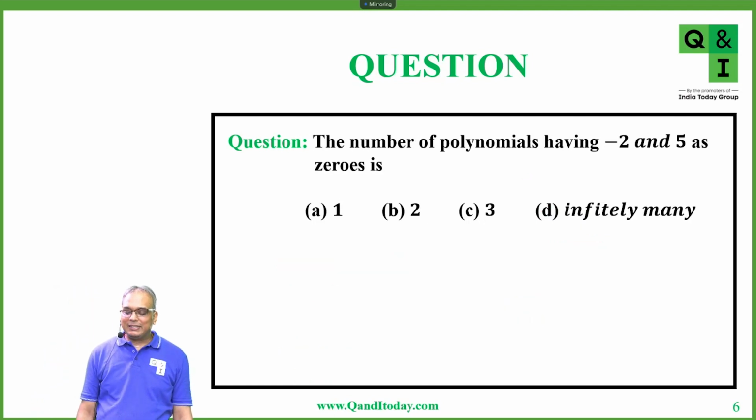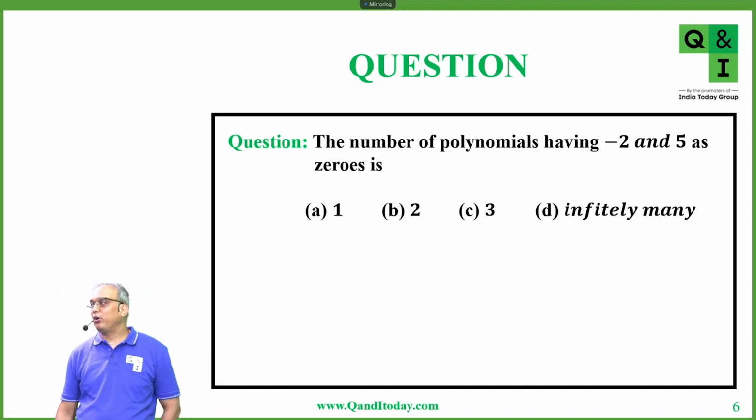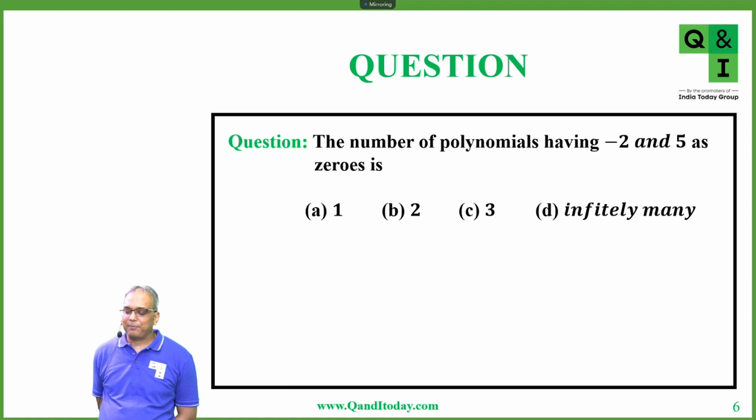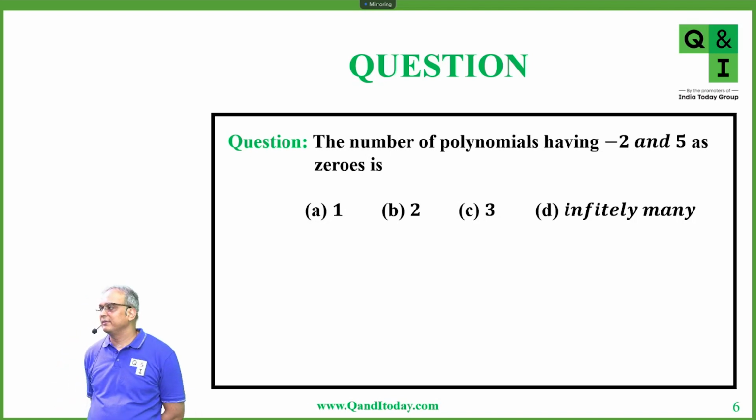The second question is: the number of polynomials having minus 2 and 5 as zeros is. How many polynomials are possible whose zeros are minus 2 and 5?